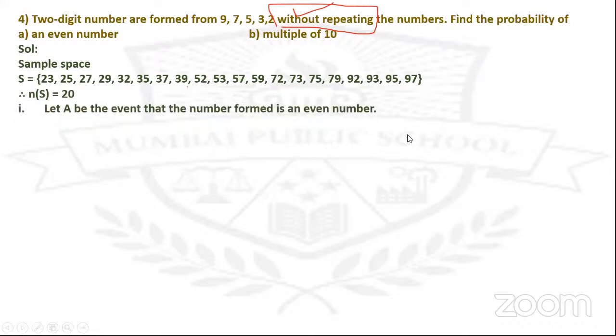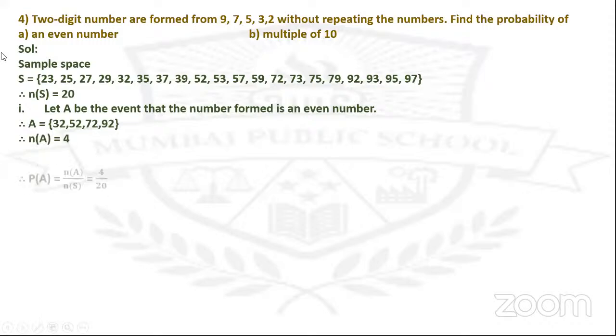So let A be the event that the number formed is an even number. From the sample space you have considered, you have to get all the even numbers. So what are your even numbers? Check. It's 32, 52, 72, and 92. So n of A is 4. Formula of probability: n of A upon n of S, that is 4 upon 20. You can reduce that to 1 upon 5.